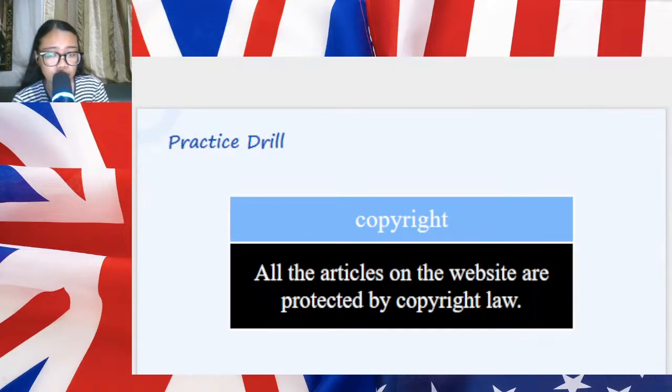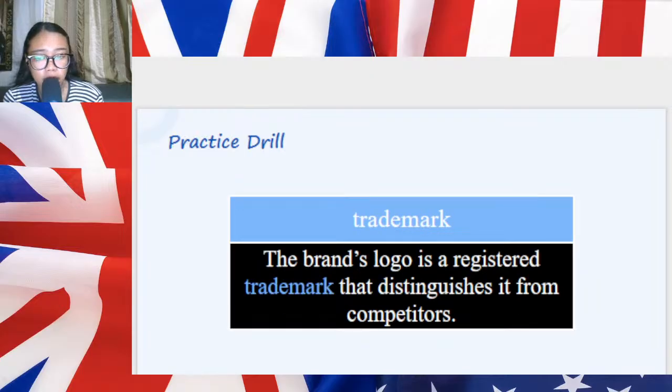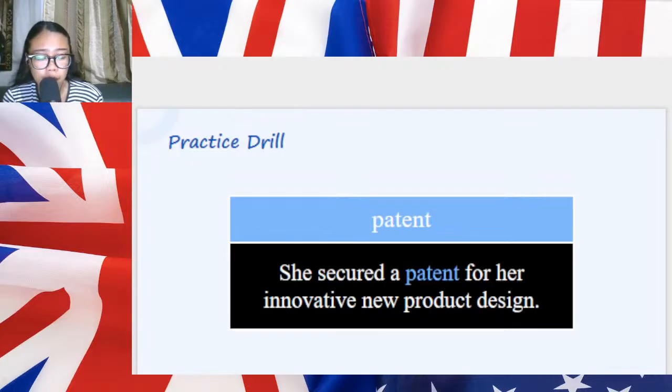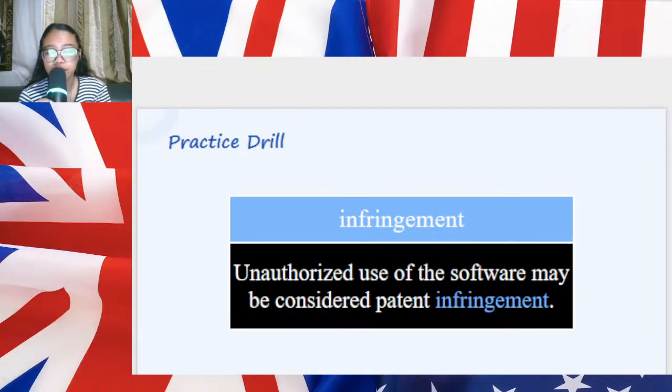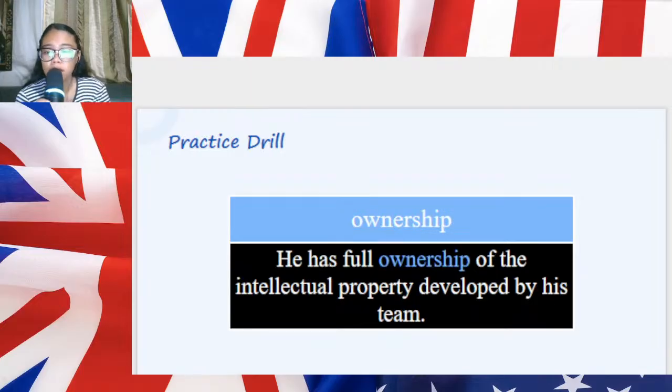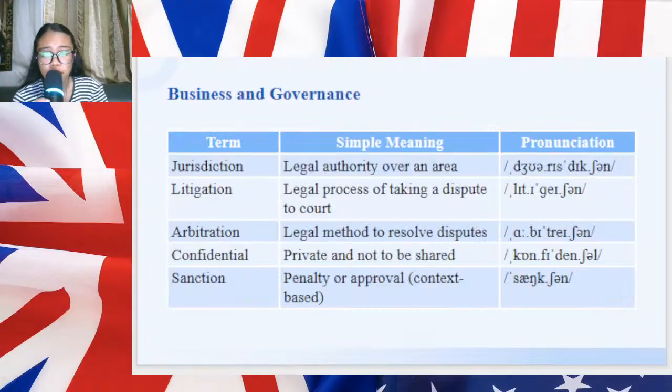Another time to practice. Same pattern, same process. Let's start. Copyright. All the articles on the website are protected by copyright law. Trademark. The brand's logo is a registered trademark that distinguishes it from competitors. Patent or patent. She secured a patent for her innovative new product design. Infringement. Unauthorized use of the software may be considered patent infringement. Ownership. He has full ownership of the intellectual property developed by his team. And that's the last word for intellectual property vocabulary.